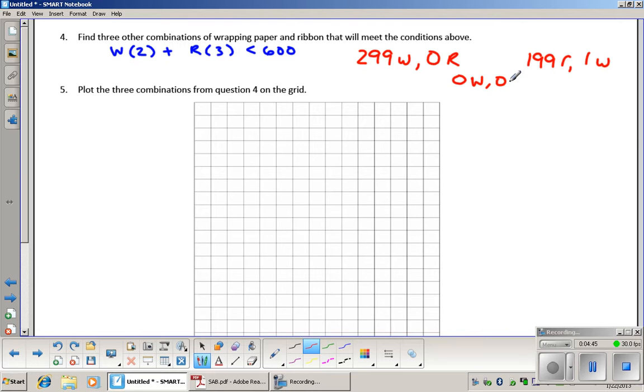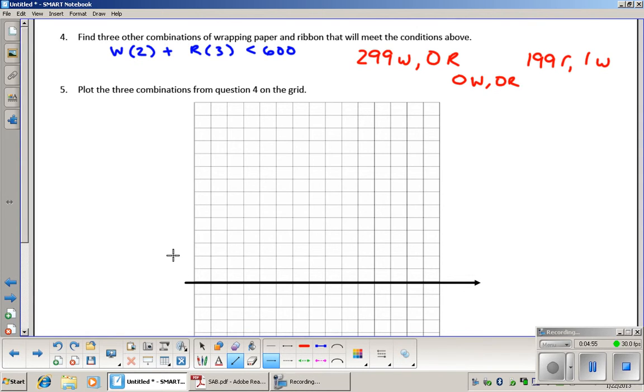Now to put this all on the grid, well, that's going to be kind of a monumental task, especially given the numbers I chose. But I kind of chose them on purpose that way. So let's go ahead and put our axes in. Okay, let's establish what goes on our axes.